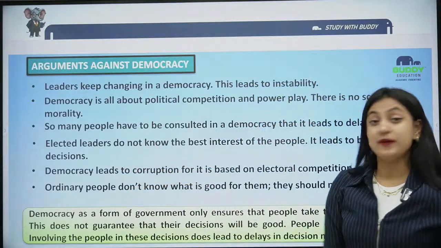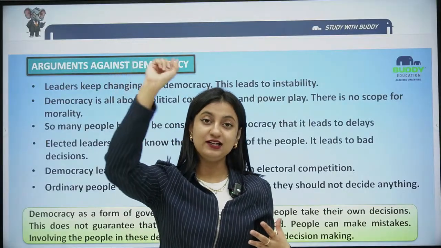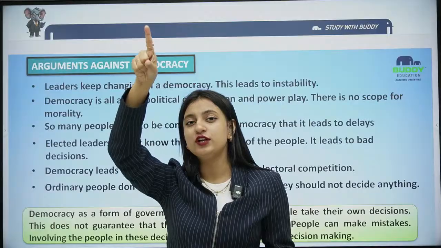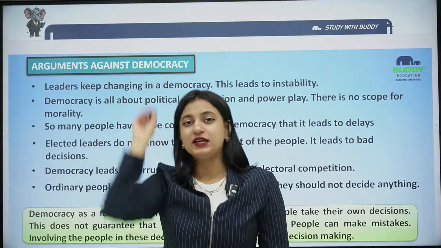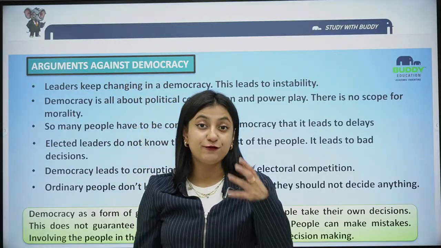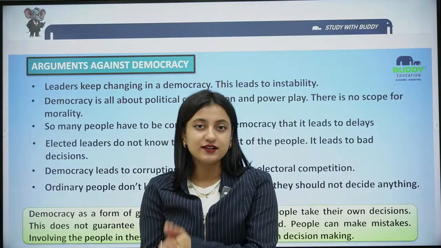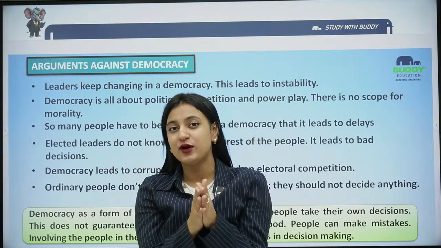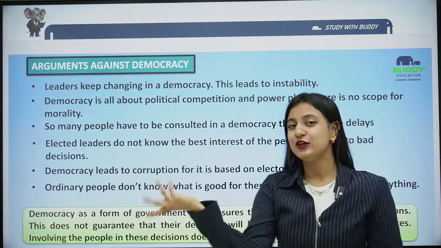Elected leaders do not know the best interest, right? We look up to a leader, but that leader has to take care of so many citizens. So that leader might not know the interest of all the people. He or she might understand the outline of it, but may not understand what 500 people want. He or she may understand that 2 people want this, I'll do this. But a person does not have the bandwidth to understand the interest of all the people, right? That part I understand.